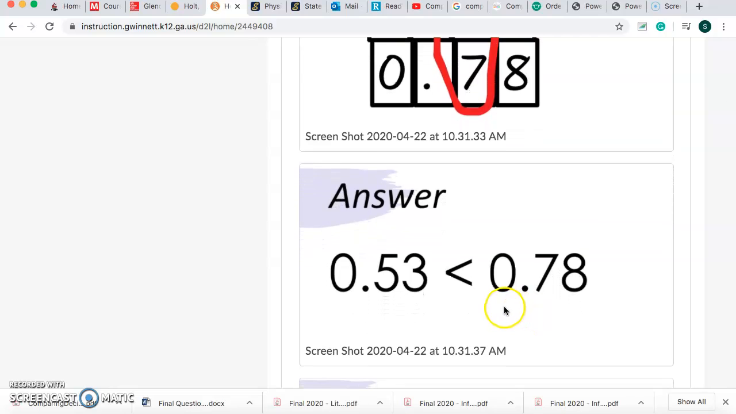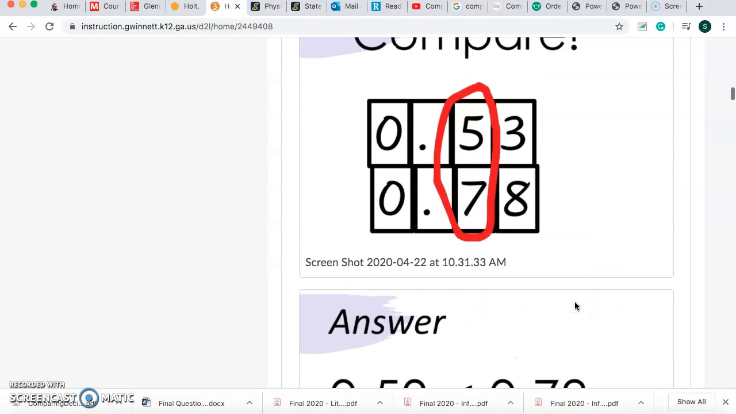So it should look something like this. 0.53 is less than 0.78. The alligator wants to eat the bigger number. So you simply put your numbers on top of each other. You can write them down on a piece of paper like this and compare them.